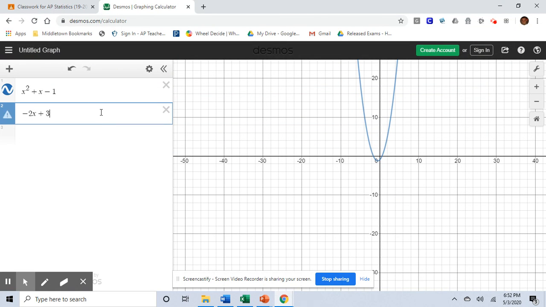-2x plus 3. Look, we have a solution at (-4, 11), which we got, and our other solution at (1, 1), which are the 2 points of intersection.